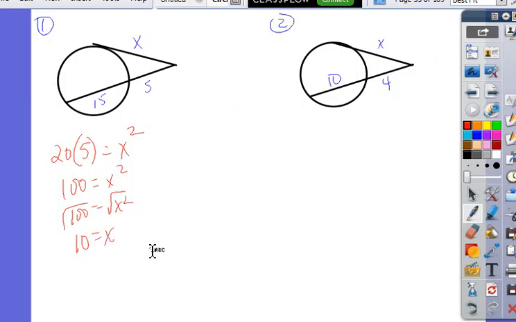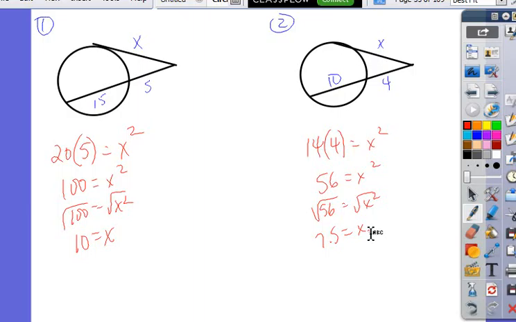Alright, you should be able to do number 2 now. It's still the same way. Tell me the equation for this part right here. 14 times 4 equals... The 14 is the whole thing, 4 is the outside. Whole thing times the outside, then square the tangent. This becomes 56 equals x squared. I'm going to square root that. Doing the decimal version, you get 7.5.